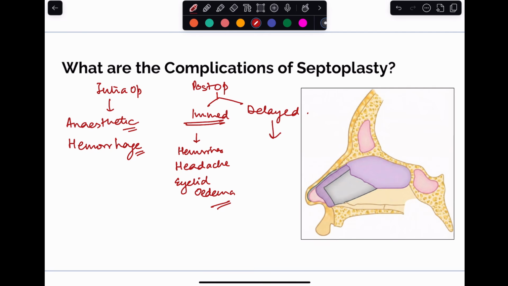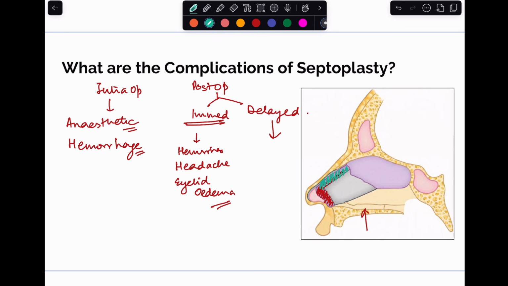In delayed complications, let's look at the image over here. I was talking about L strut a little while back. L strut is basically the L-shaped structure that you're seeing over here. This part is the caudal strut, and this part is the dorsal strut. Together they form this L-shaped structure.